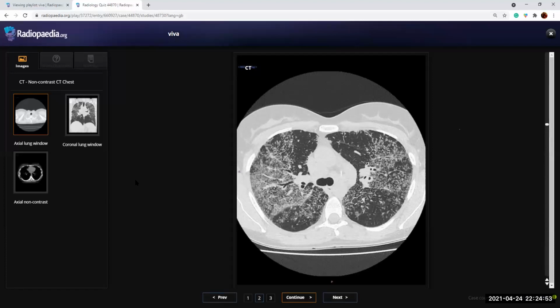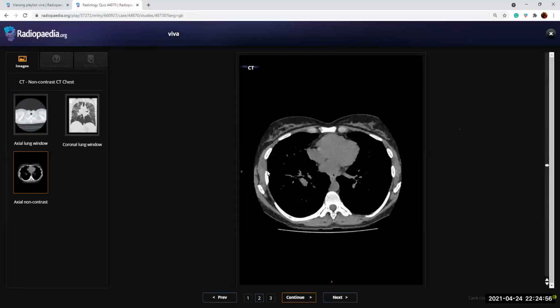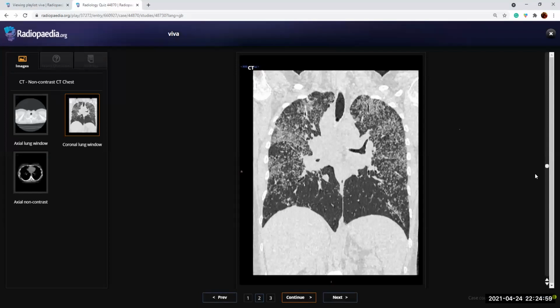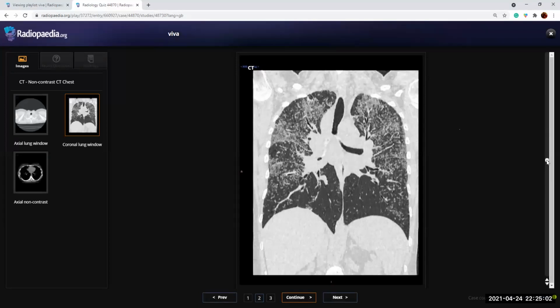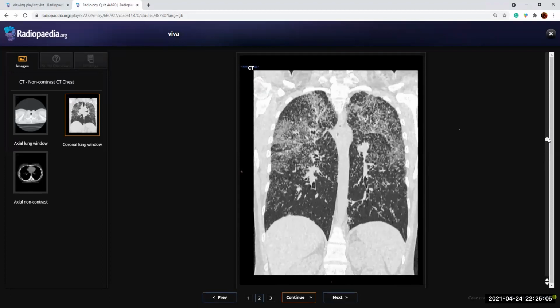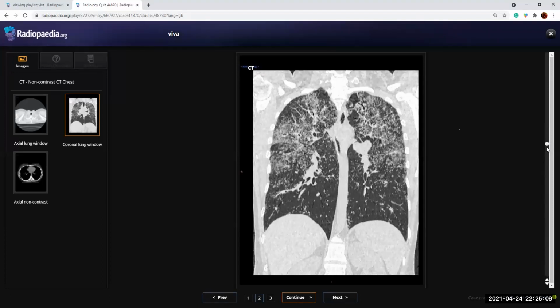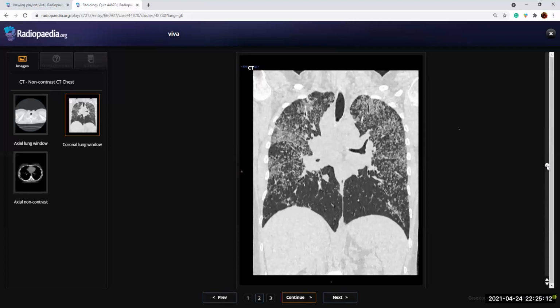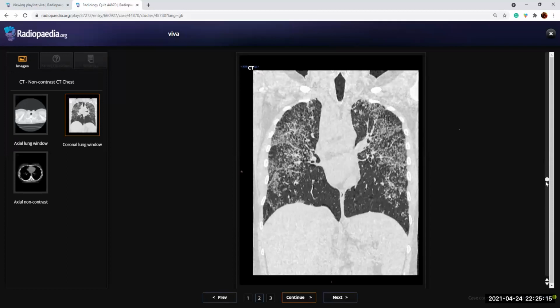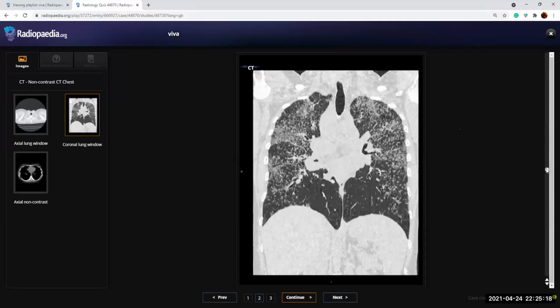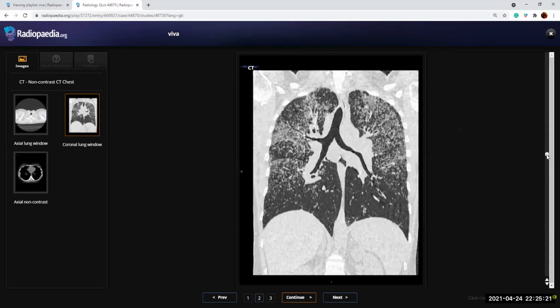Okay. I'll check the coronal window first for the distribution. So the lesions are basically more in the upper and middle lung zones than in the lower. So in summary, I would still stick to the initial possibility of sarcoidosis and the less likely possibility of metastatic disease. In that case, I will refer the patient to the chest team for further assessment and maybe lymph nodal biopsy, a transbronchial lymph nodal biopsy.